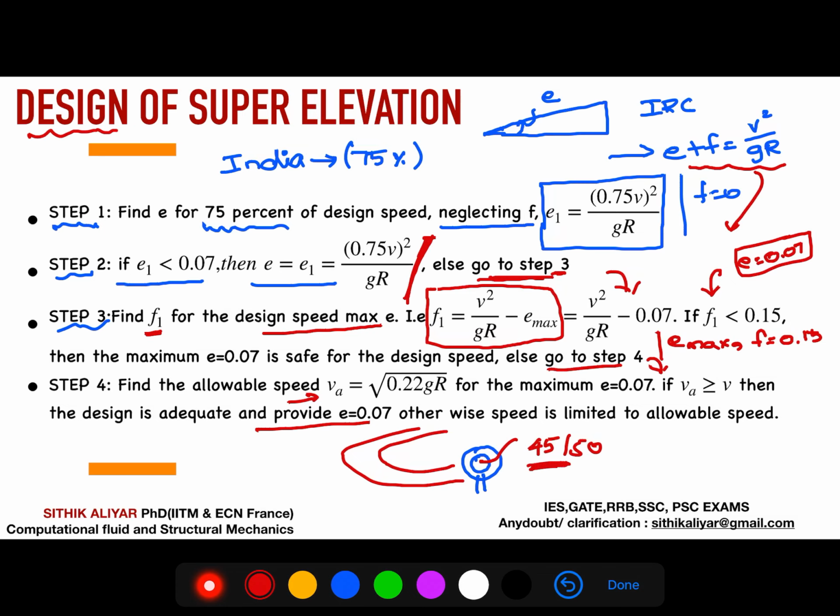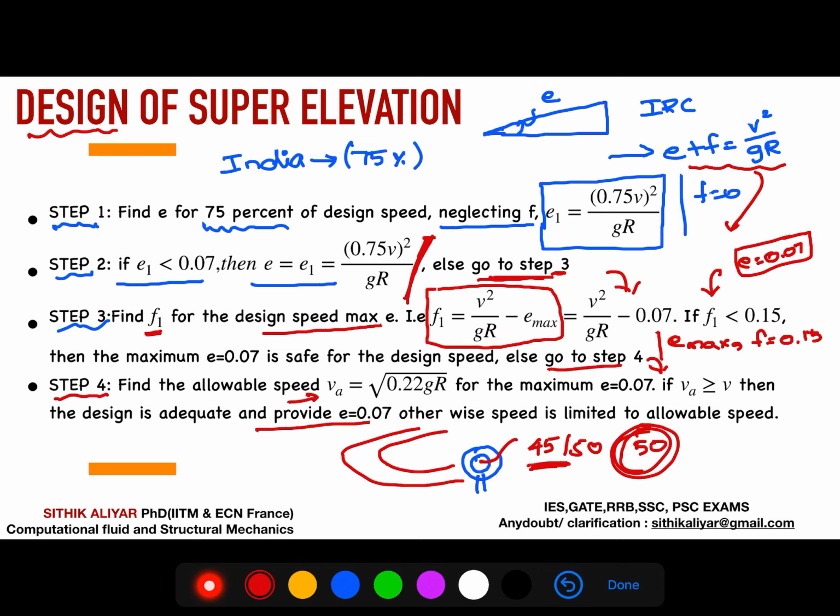My road is designed for the maximum super elevation, maximum friction. You can travel only at 50 km per hour, something like that, okay. So this is step 4. Even in step 4, you are going to provide the maximum super elevation of 0.07 and show to the people that the restricted speed is this much, okay.